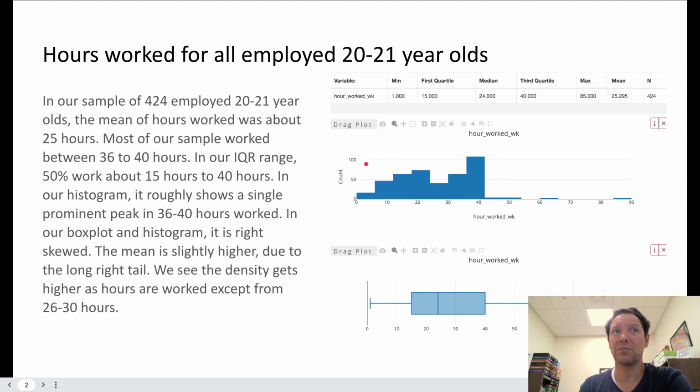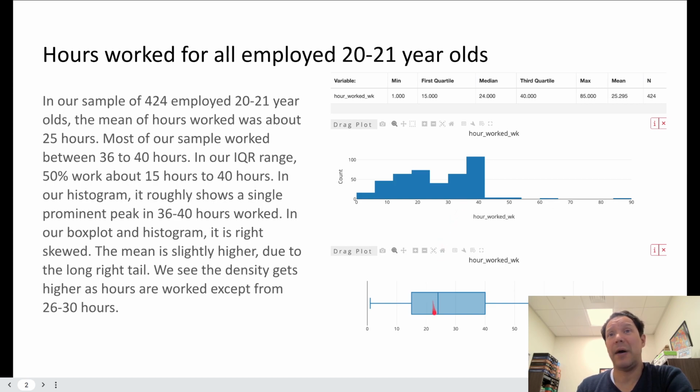Bimodality is the greatest feature that we see on this histogram. It supersedes the importance of everything else. Because when a statistician sees bimodality, two different peaks, it means there's probably two unique populations inside this sample of 424 people, because we're looking at all employed 20 to 21 year olds. And we're seeing bimodality. That's the interesting thing, and the main thing that you want to point out.